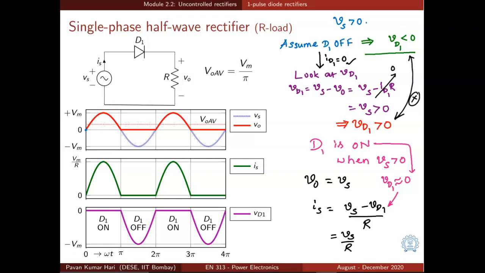If the diode continues to be off, what do we infer from its properties? The voltage across the diode should be less than 0. That inference is written in green color here. The VD1 should be less than 0. Since we have assumed that the diode is off, we should look at its voltage and verify that it is consistent with the inference, or it is consistent with the property of the diode.